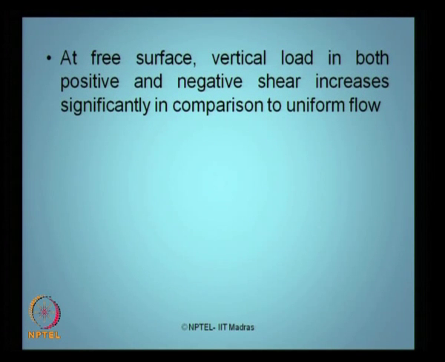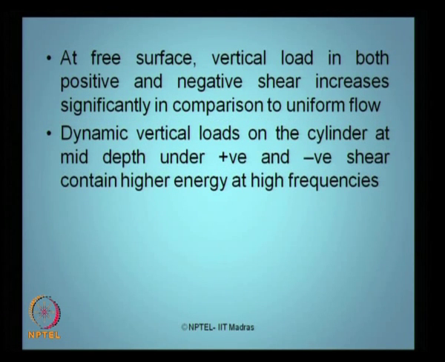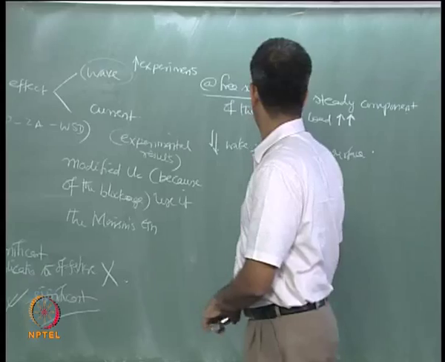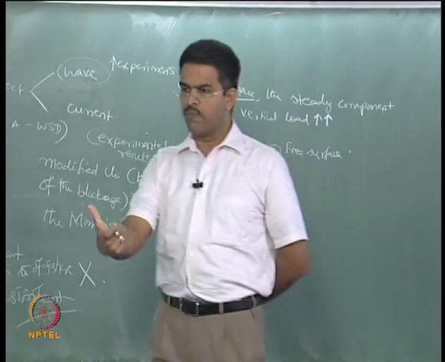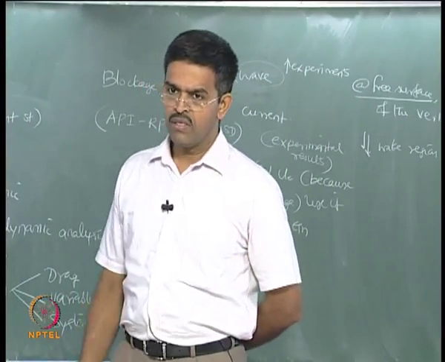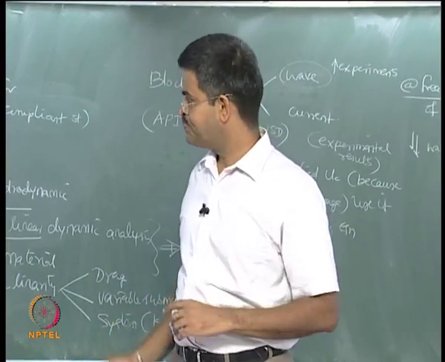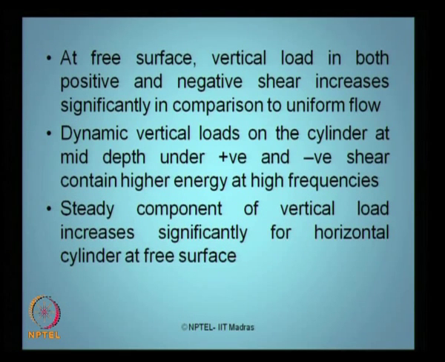At a free surface, be it a horizontal cylinder, the vertical load in both positive and negative shear increases significantly when you compare it with the uniform flow. The dynamic vertical loads on the cylinder at the middle depth, both because of positive and negative shear, contain higher energy at very high frequencies. The frequencies are very high and the energy content is broad banded, with energy larger at the middle depth of the cylinders. The steady component of vertical load increases significantly for horizontal cylinders at the free surface, whereas the variation component dies away. The eddies and wake regions are not present in horizontal cylinders near the free surface.